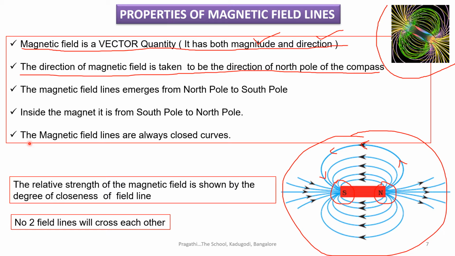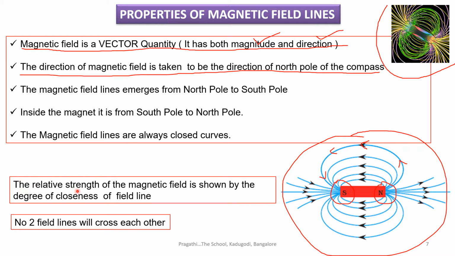Okay, and the magnetic field lines are always closed curves. Already we have seen here, I just explained. So it comes up to here, north to south, and inside from south to north it passes, so it becomes a circle, it becomes a loop. So these are the 5 important properties which will be asked, which will come for the examination.